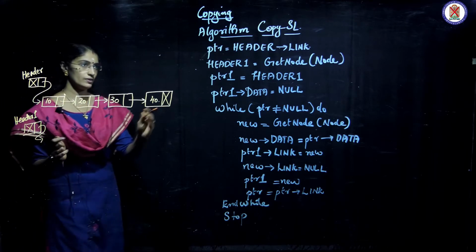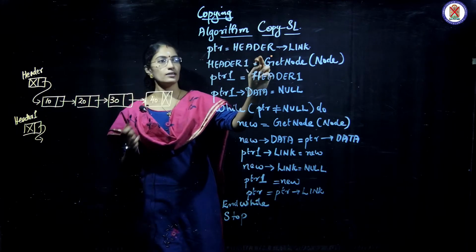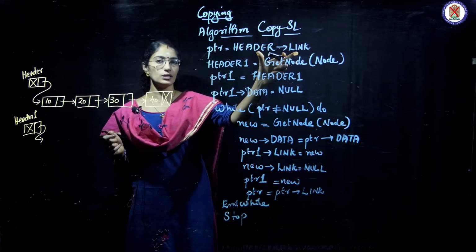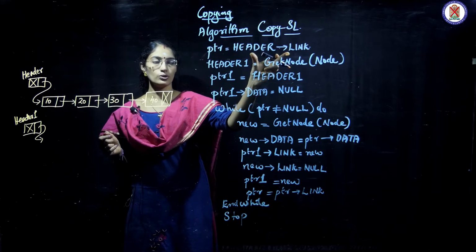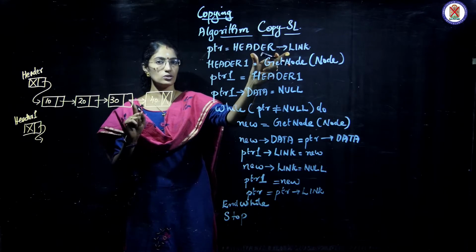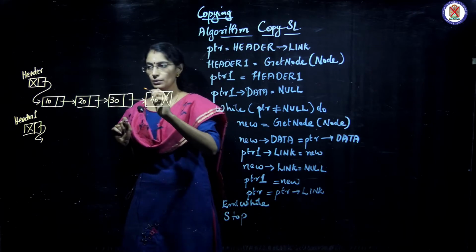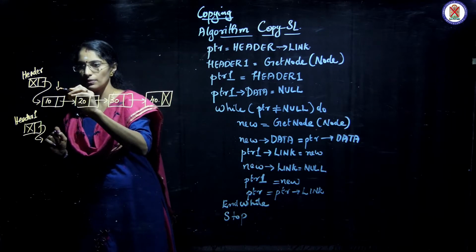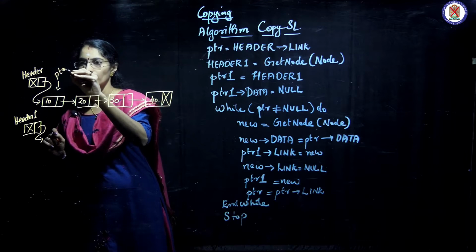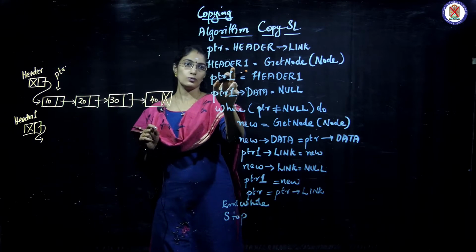link. Referring to the algorithm, here we are starting from header link. Header link means the link portion of the header node contains the address of the first node, right? And that is given to the variable ptr. So naturally ptr will be pointing to the first node. Now we will go for the next line.